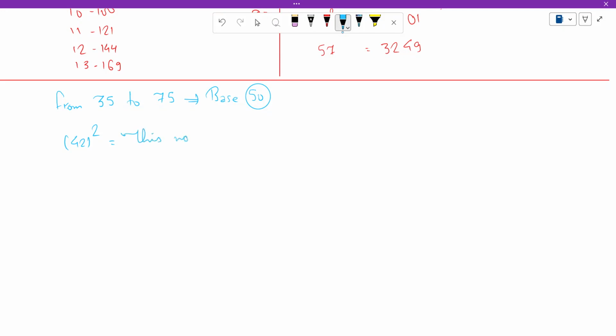This number is how much less than 50? I say this is 50 minus 8, so it is 8 less than 50. So what I'll do now is just take the square of 8. 8 square is 64. So this 64 will be my last two digits. Now this is 8 less than 50.